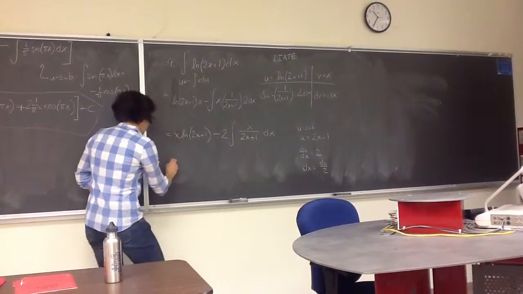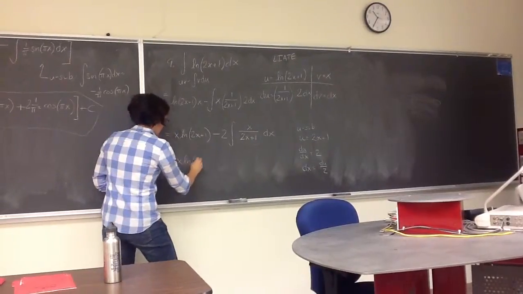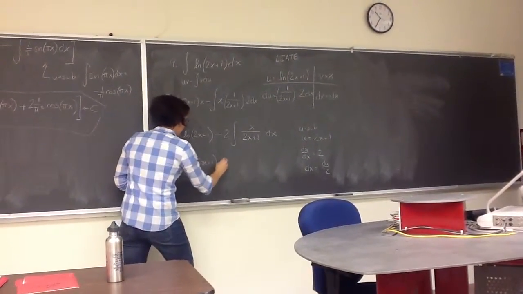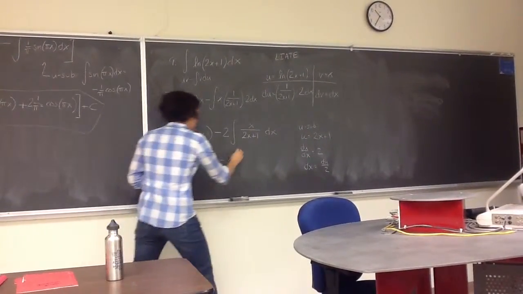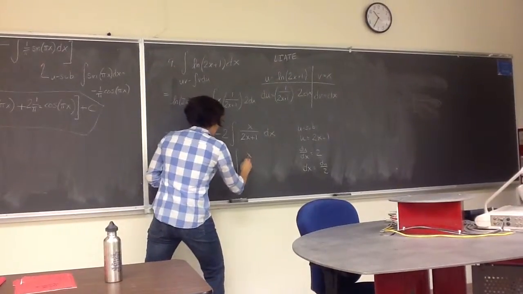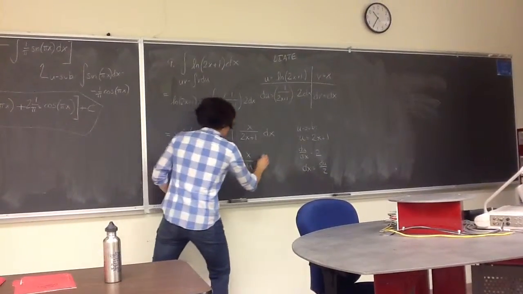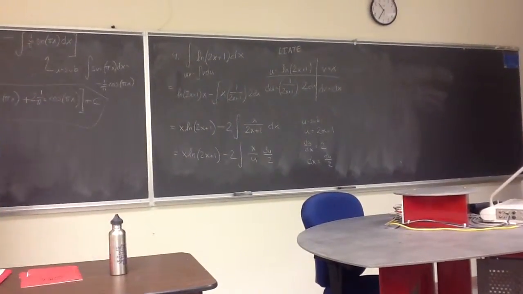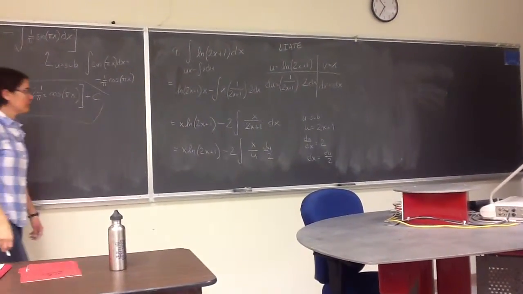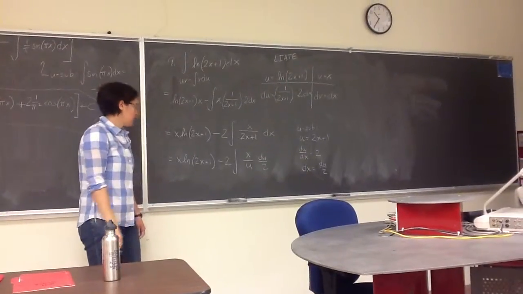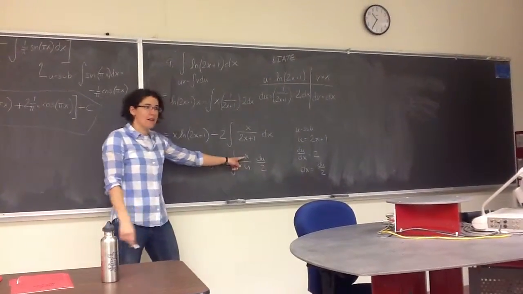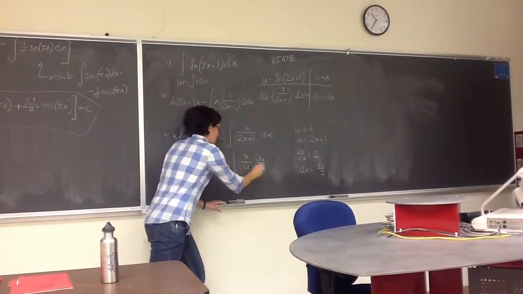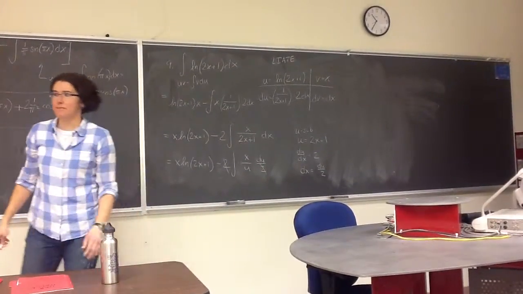And so now I can copy down all this stuff at the beginning, and I just carry it along. I don't do anything else with it. Minus 2 times the integral of x over u, and my dx is du over 2. Okay. And I'm a little sad because I see an x up here, but at least I can cancel these 2's. One's on the top, one's on the bottom.